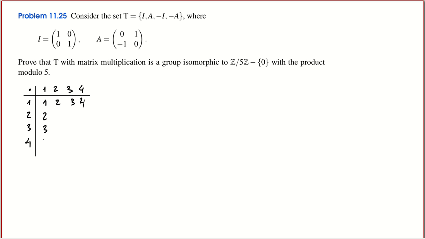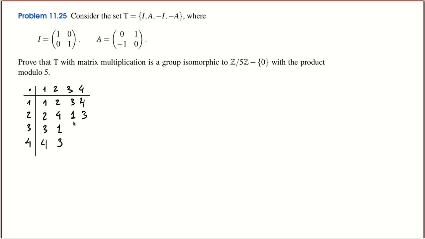2, 3, and 4 here. 2 by 2 is 4, okay. 2 by 3 is 6, which is 1 modulo 5. And 2 by 4 is 8, which is 3. It is abelian because multiplication is commutative modulo 5, so we just have to copy this 1 and 3 here, because 3 by 2 would be equal to 2 by 3.